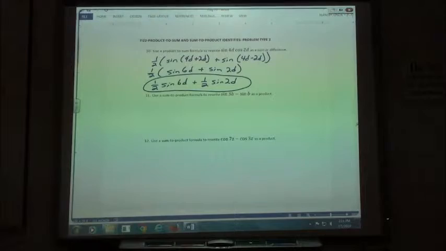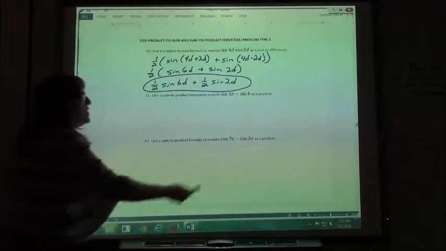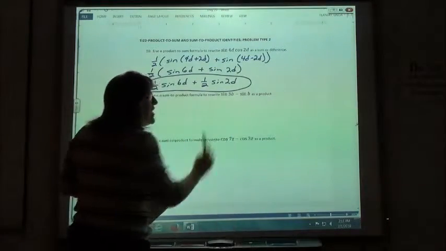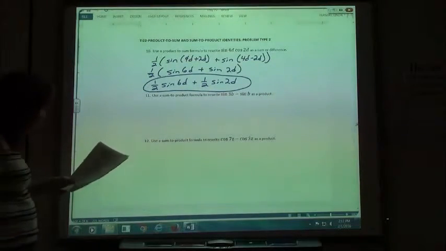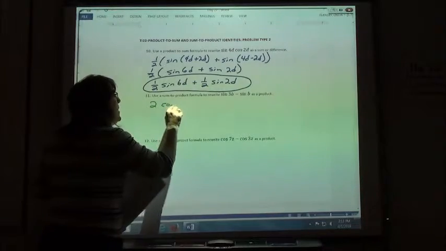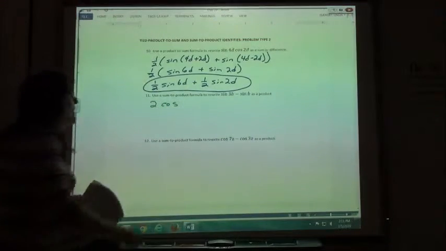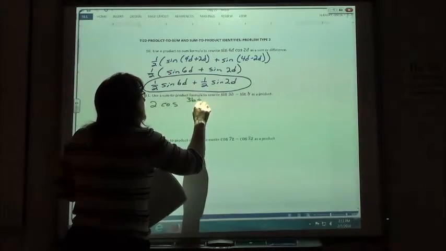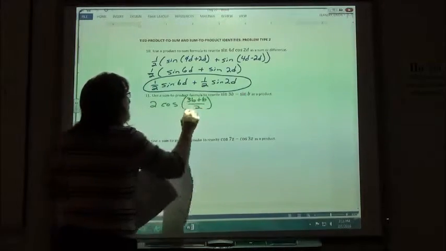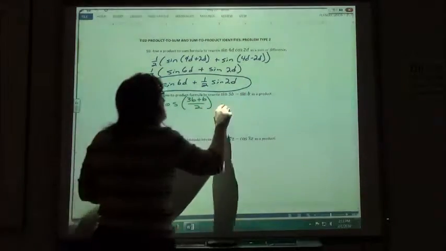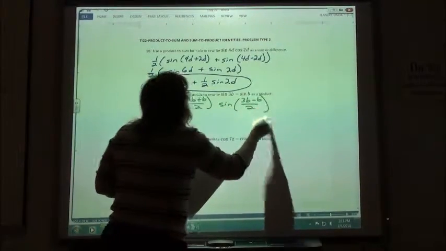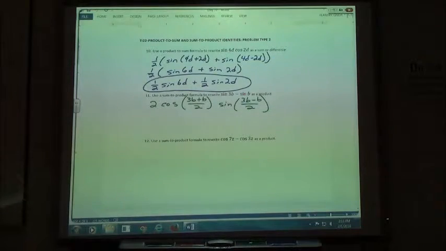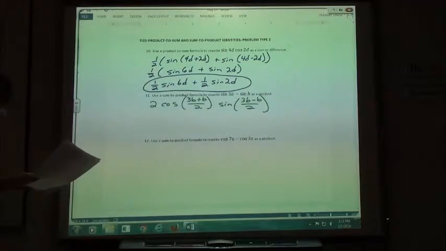Number 11, we're using the sum to product formula. So this time we have the sine minus the sine. So you're going to want to look at the second set of formulas. If you have the sine minus the sine, you're going to have 2 cosine. And first of all, we're going to add them. So 3b plus b over 2. And then we have the sine of 3b minus b over 2. So when we have the sine minus the sine, you have 2 cosine of a plus b over 2, sine of a minus b over 2.